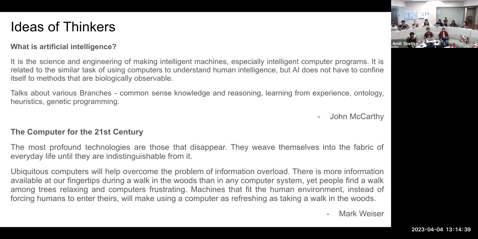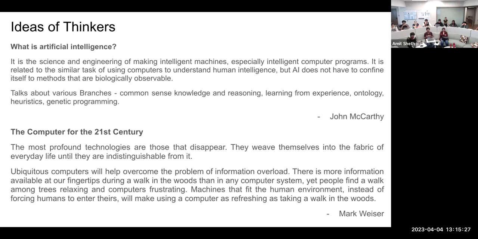So I'll take it from here. This paper discussed some of the ideas of previous authors on artificial intelligence. John McCarthy was the first to get this notion of artificial intelligence. He described it as the science and engineering of making intelligent machines, especially intelligent computer programs. He talks about various branches, some of which he thought are difficult and some of which will be achieved in a few years. He said that common sense knowledge and vision would be the toughest to focus on, and the least amount of work is done in that respect.